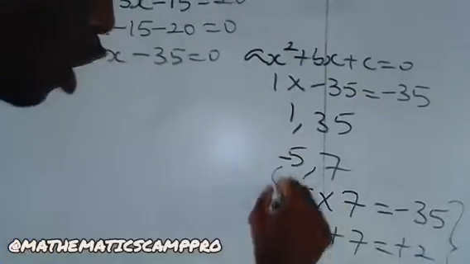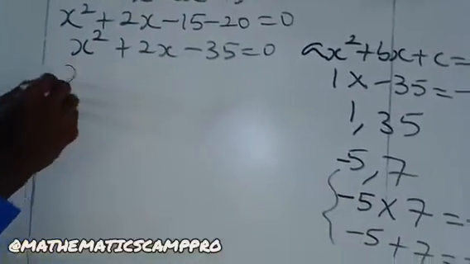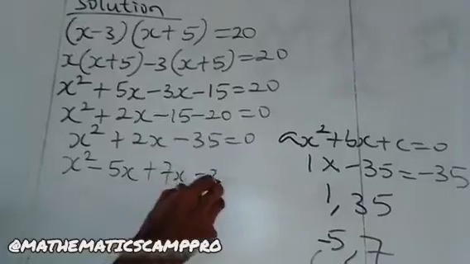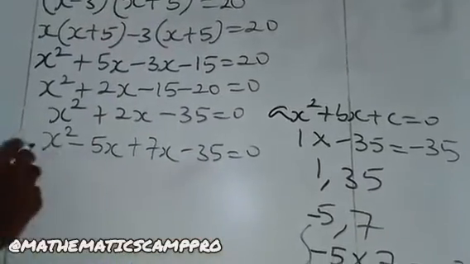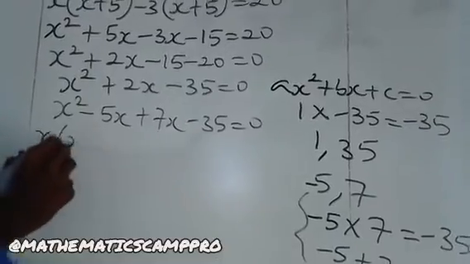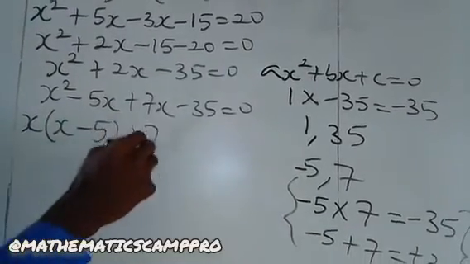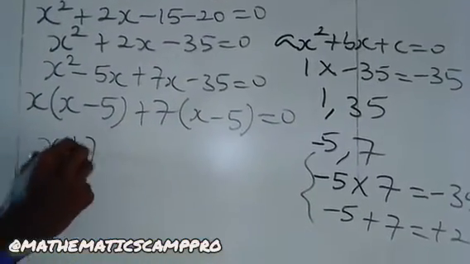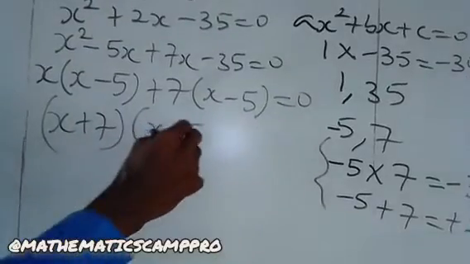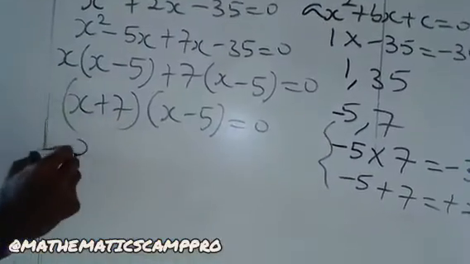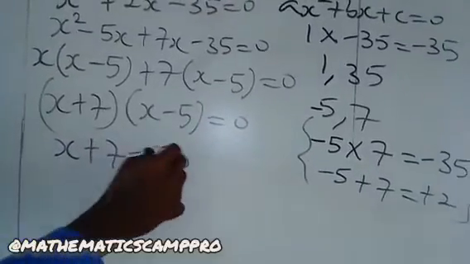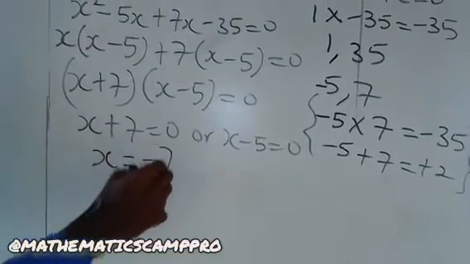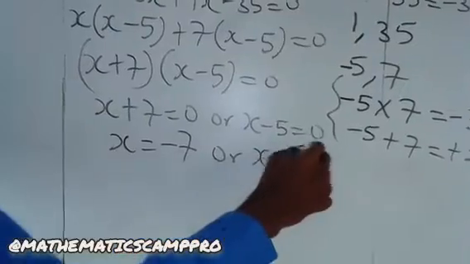Now we are going to make use of this in solving this. Now we have x squared minus 5x plus 7x minus 35 equals to 0. Now what is the factor that is common here? x(x - 5) + 7(x - 5) = 0. Now we have (x + 7)(x - 5) = 0. Now x + 7 = 0, or x - 5 = 0. x equals to minus 7 or x equals to 5.